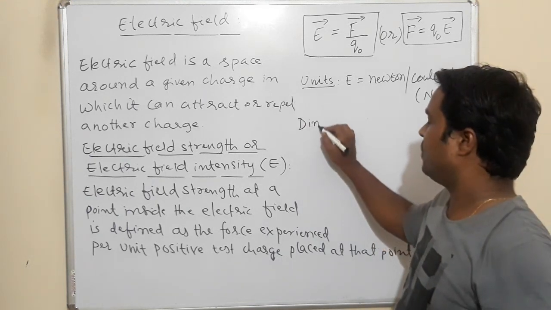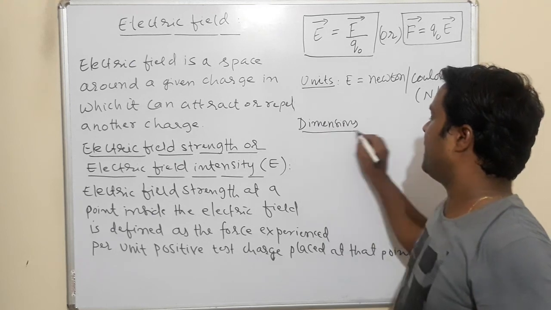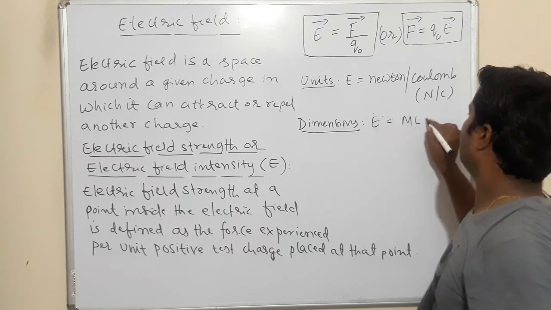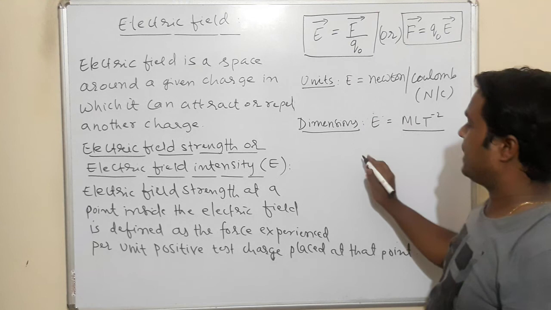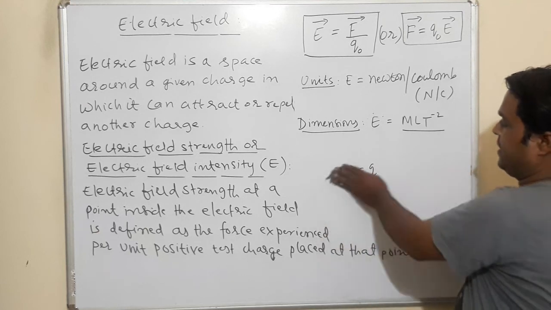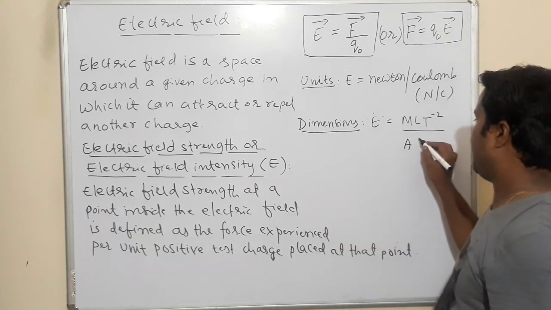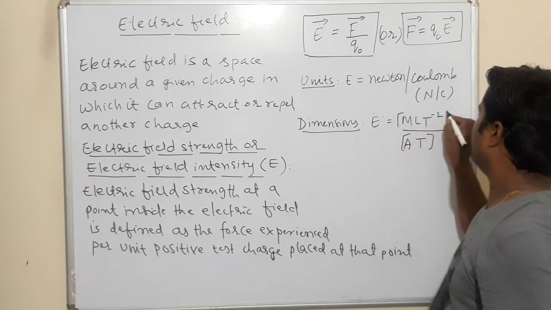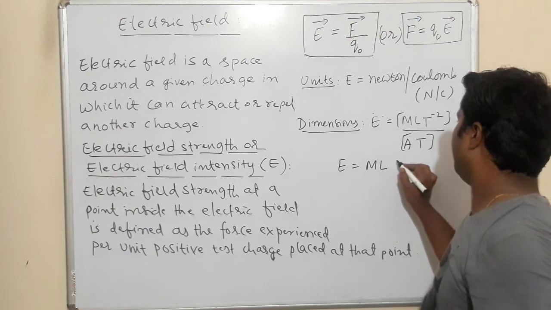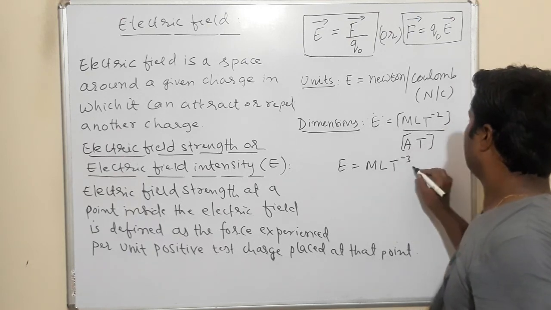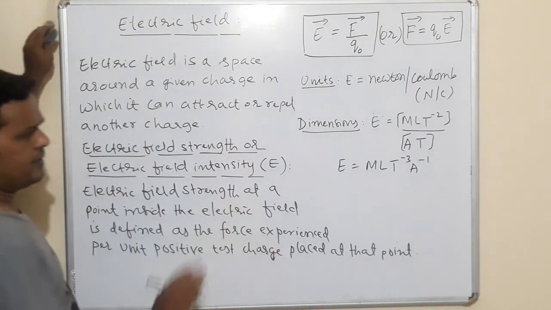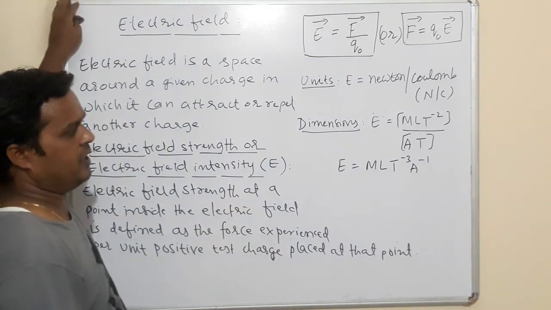Then dimensions. What are the dimensions of force? We studied the dimensions of force in first year. The dimensions of force are M L T minus 2, divided by charge. Current is equal to what? Charge by time, so charge is equal to current into time. Current has the dimension of A, time has the dimension of T, so the electric field dimensions will be M L T minus 3 A minus 1. So these are the basic things: the units and dimensions of the electric field.